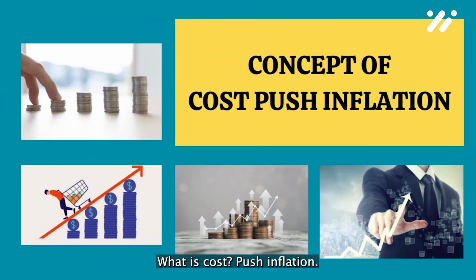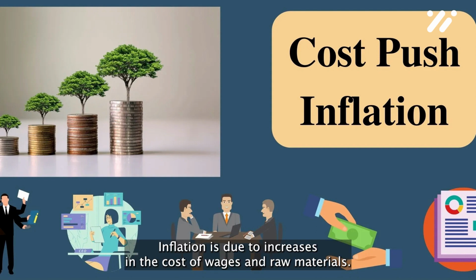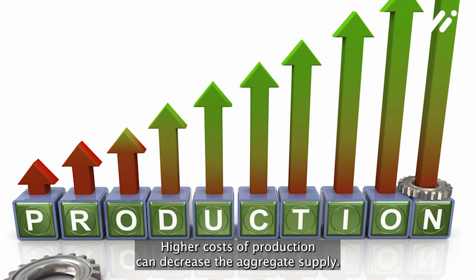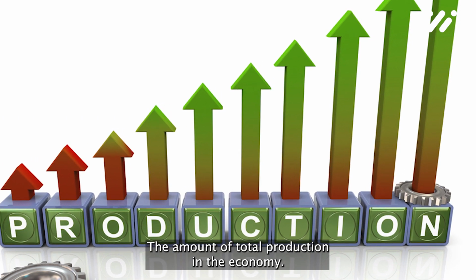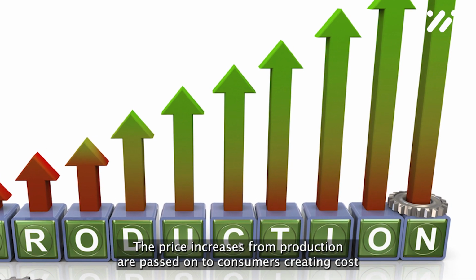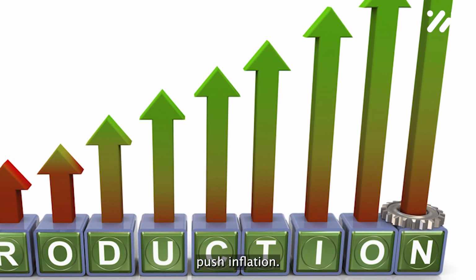What is cost-push inflation? Cost-push inflation, also known as wage-push inflation, occurs when overall prices increase due to increases in the cost of wages and raw materials. Higher costs of production can decrease the aggregate supply, the amount of total production, in the economy. Since the demand for goods hasn't changed, the price increases from production are passed on to consumers, creating cost-push inflation.